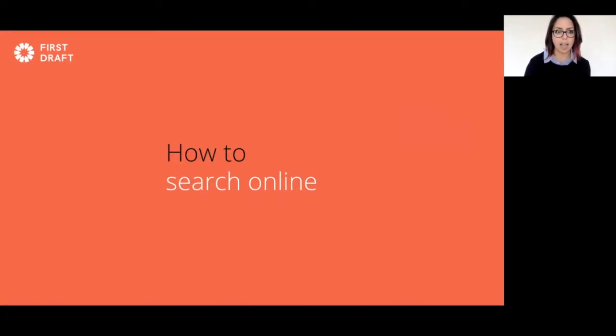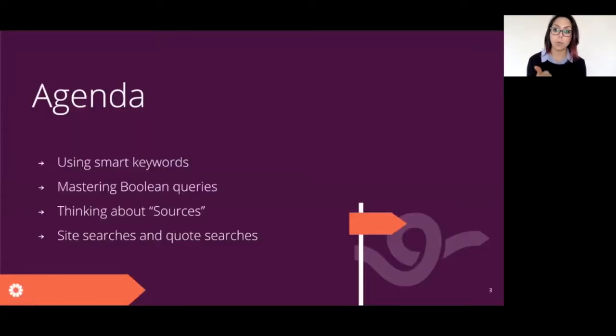Today, we're going to have a couple of objectives. Number 1, we're going to talk about how to use smart keywords. Number 2, we're going to dive into the world of Boolean search queries. 3, we're going to discuss how we should think about sources when it comes to online investigation. And 4, I'm going to teach you a trick of how to do site searches and quote searches.